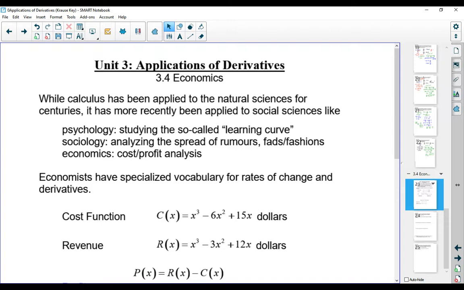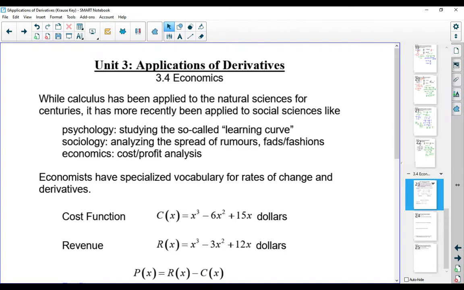Some ways that derivatives can be used in other sciences. In psychology, there's the theory out there about the learning curve, and so psychologists might actually make a graph of performance versus training time, and they'll want to be looking at the rate of performance with regards to time, and that would be the derivative. In sociology, sociologists might be analyzing the spread of rumors or fads or fashions, so they might look at the fraction of the population who knows a specific rumor with regards to time, and then the rate at which that rumor spreads would be the derivative.